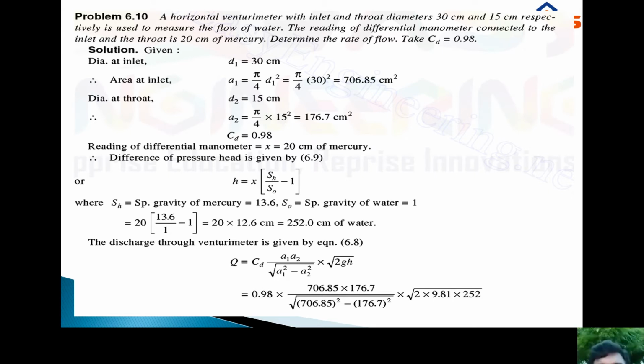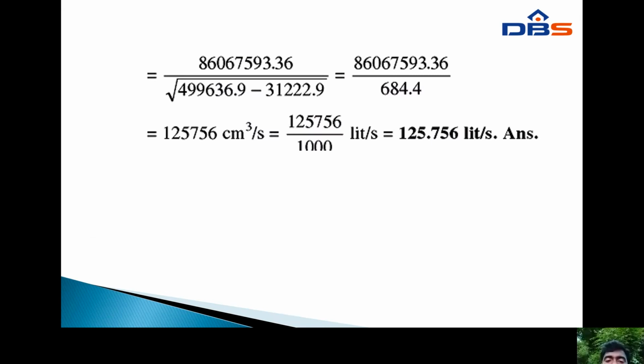All values are substituted in the equation, discharge Q equal to CD into A1 A2 divided by root of A1 square minus A2 square, into root of 2GH. Next, the values are calculated. Therefore the discharge value is 125,756 centimeter cube per second.